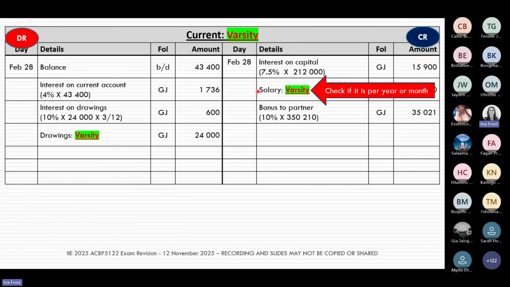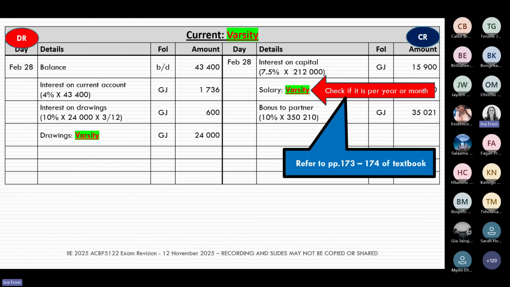Then we said that the partners can earn a salary. And here you just need to check in the question: are we giving you the monthly salary or the annual salary? Because if we're giving you the monthly salary, then you still need to multiply it by 12. This salary that goes into the current account is a special type of salary. And you can go and look in your textbook on pages 173 and 174, where they discuss these special salaries that can be paid to partners.